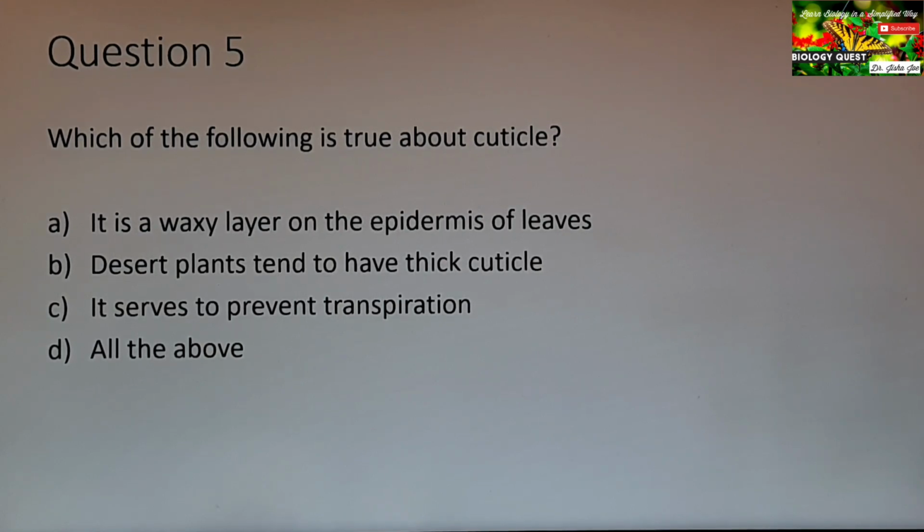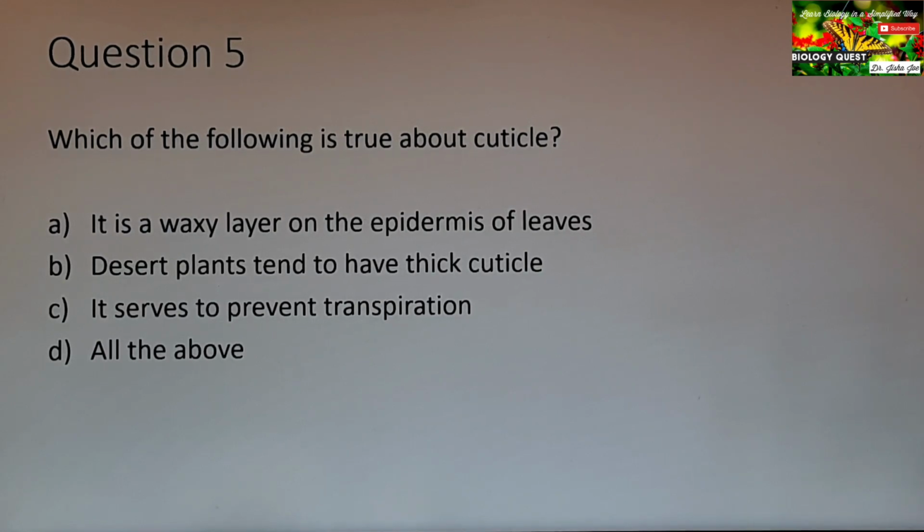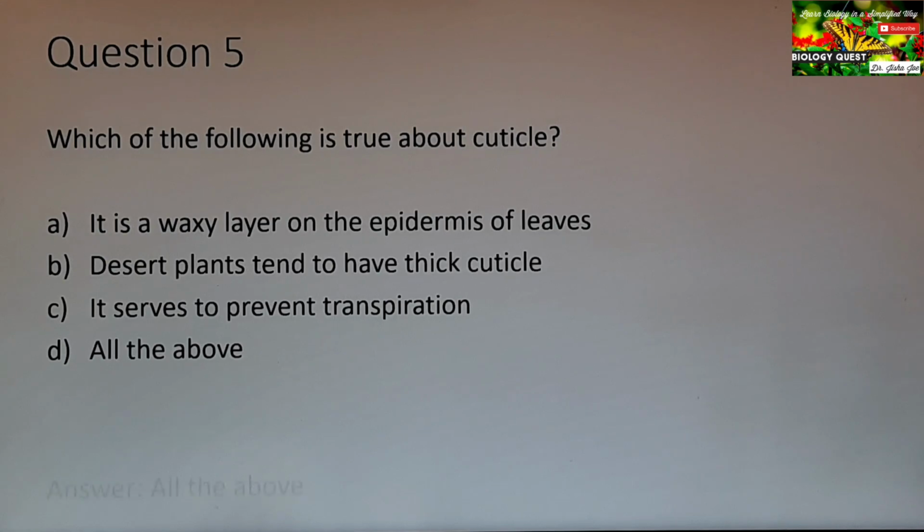But we know some amount of transpiration can occur through cuticle also. One kind of transpiration is cuticular transpiration. A very small amount of water loss in the form of water vapor can occur through the cuticle. But all the options given here are true about cuticle. So the answer is all the above. Correct answer, option D, all the above.